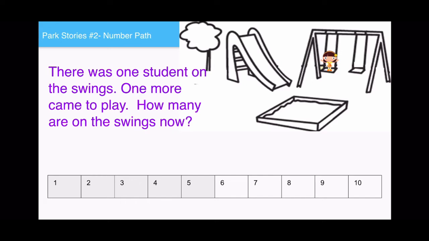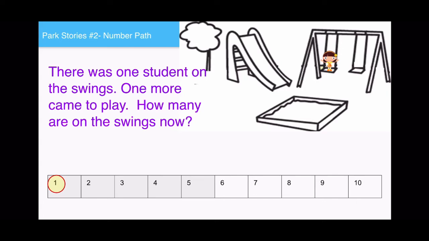Number path. Good job. Okay, so it says there was 1 student on the swings. So what I'm going to do is I'm going to circle the number 1 on my number path. And you're going to put down 1 counter. Nice work. Now it says 1 more came to play.